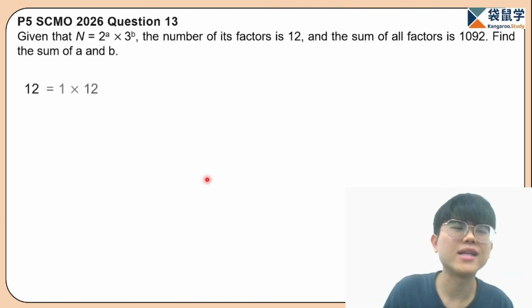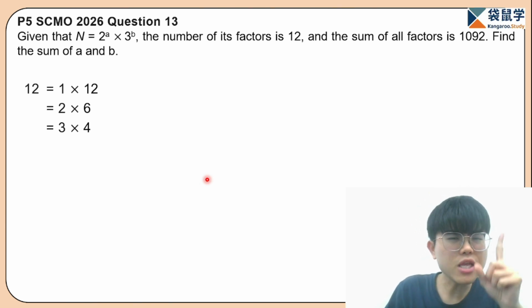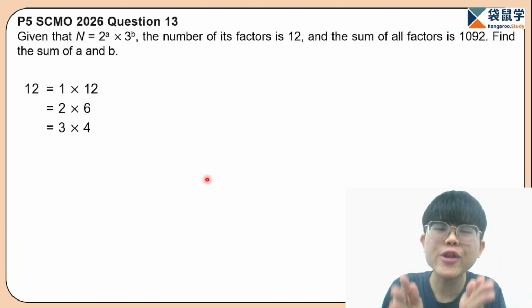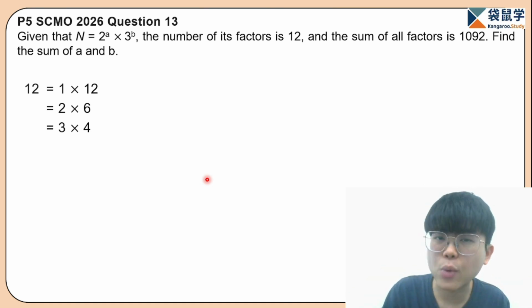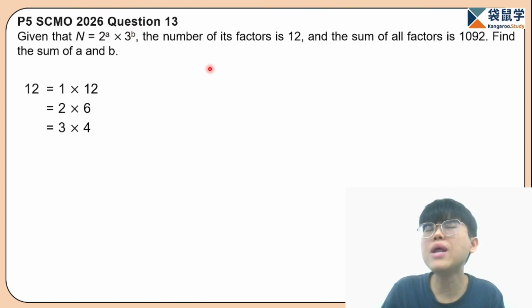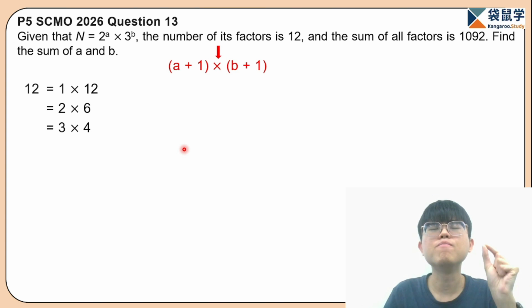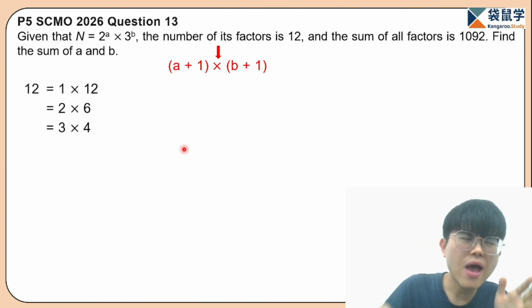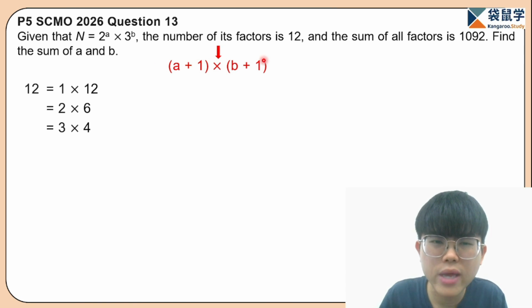We can just have 1 times 12, 2 times 6, 3 times 4, right? Now think about it. We say that to calculate the number of factors, it is actually power plus 1, power plus 1 multiplied together. In this case, we have power A, power B. So we know that the number of factors is just A plus 1 times B plus 1.